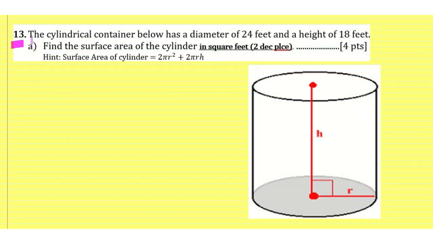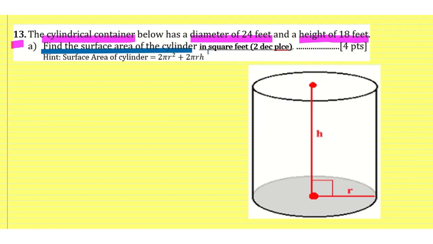Number 13 says the cylindrical container below has a diameter of 24 feet and a height of 18 feet. They also want us to find the surface area of the cylinder in square feet to 2 decimal places. They've also given us a hint. They said that the surface area of a cylinder is equal to 2 pi r squared plus 2 pi r h. So let's go ahead and label our drawing.